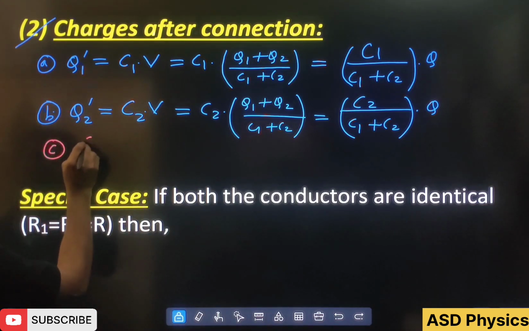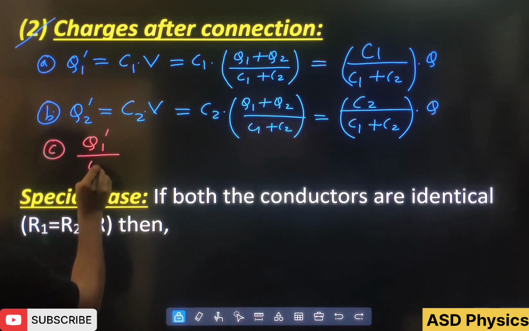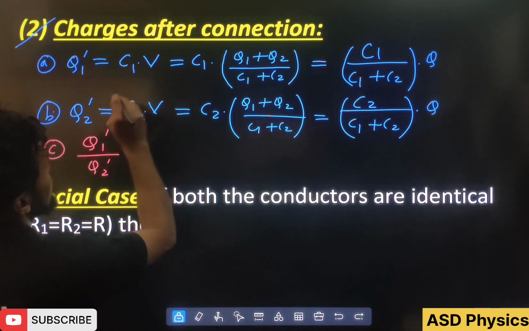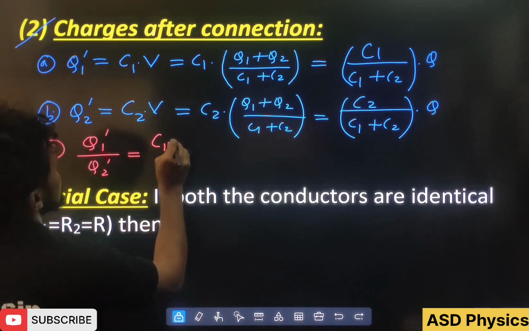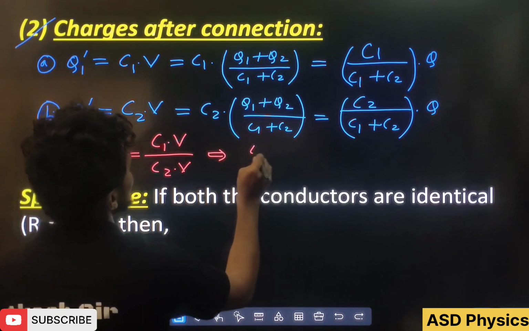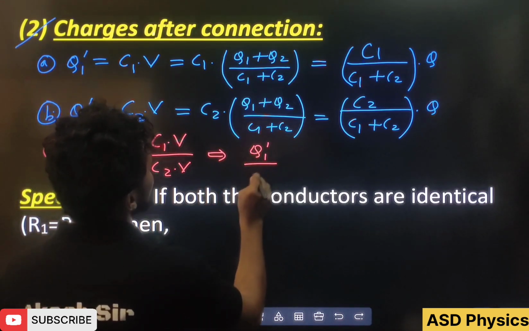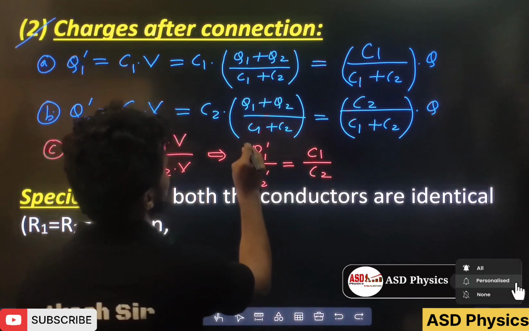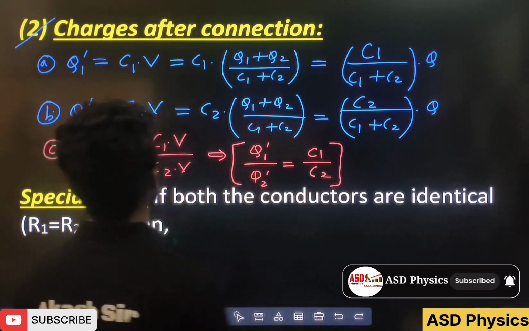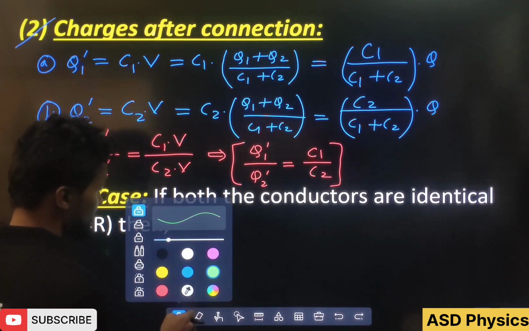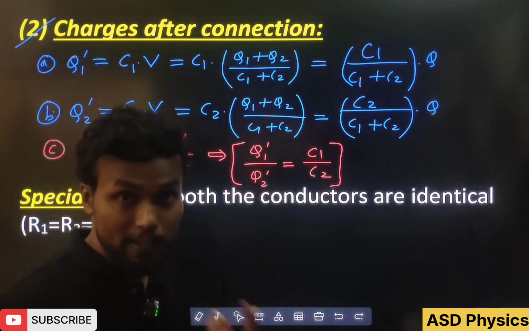After that, remember, write one more thing. Sometimes it is useful. If I write the ratio Q1 dash by Q2 dash, what will this become? C1V by C2V. V and V cancel, so we can write Q1 dash by Q2 dash is equal to C1 by C2. So this thing also you have to remember, that we have calculated the charge after the connection.